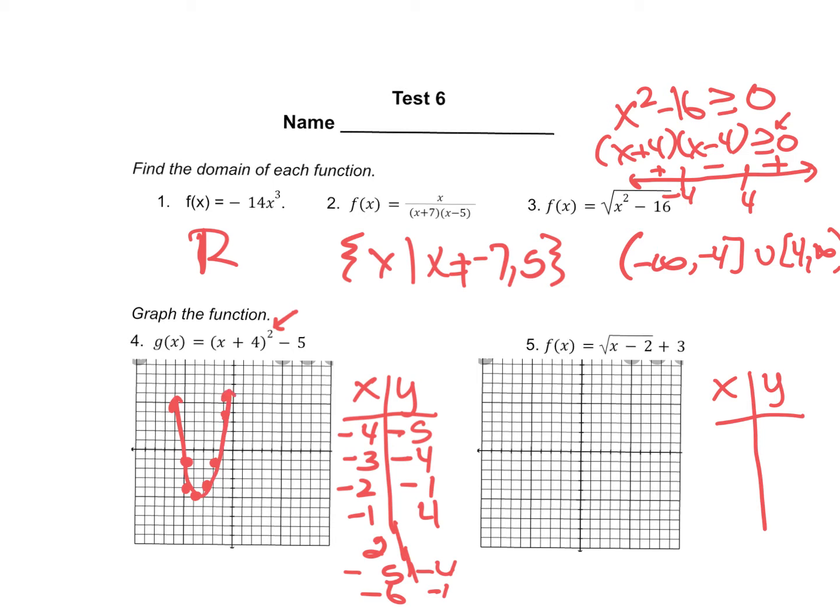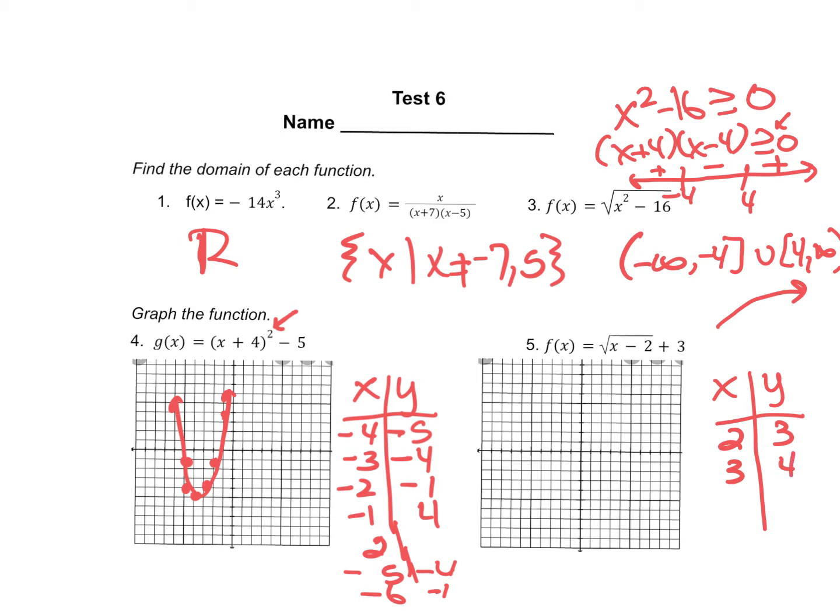Number 5, it's a radical function, which means I know my graph is going to do like half of a sideways parabola, opening that way. Be smart about what you plug in here, so you get places where the square root actually works out real well. I'm going to plug in 2 first for x. 2 minus 2 is 0, 0 plus 3 is 3. Let's plug in 3, because 3 minus 2 is 1. The square root of 1 is 1, plus 3 is 4.